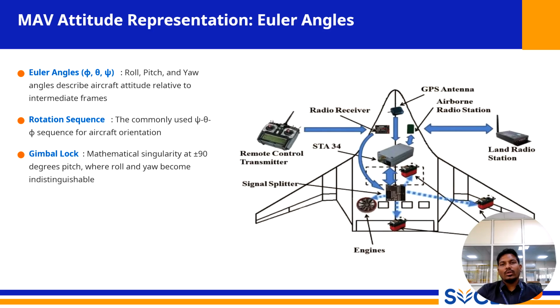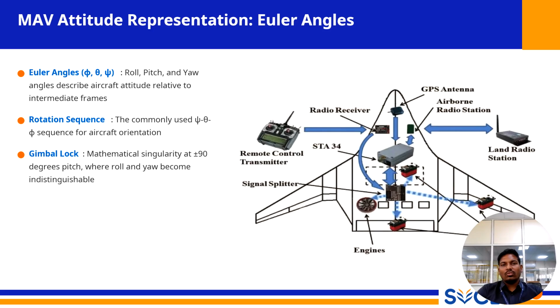Now that we have established the need for coordinate frames, we need a practical way to describe the drone's orientation within those frames. This brings us to the most common method for representing an aircraft's attitude, Euler angles. This is a mathematical language we use to define how the drone is tilting or pointing in space. Euler angles consist of a set of three rotations: roll, pitch, and yaw.